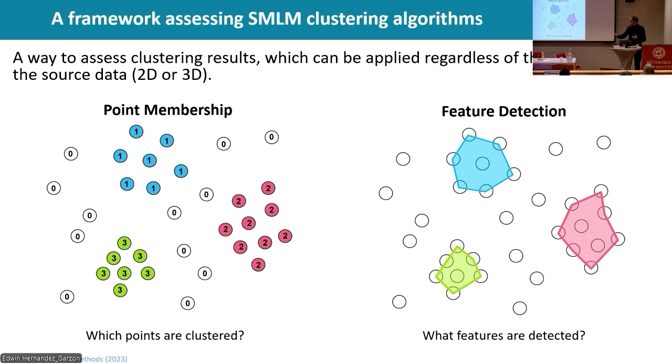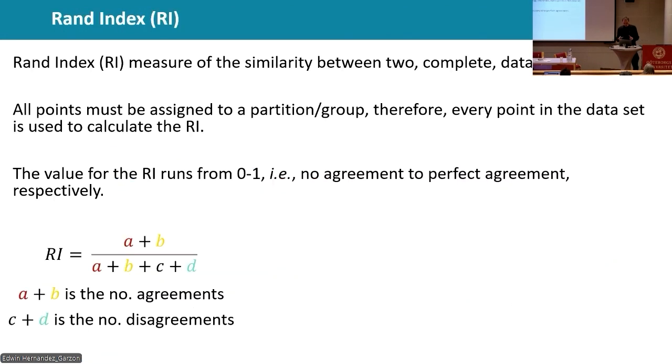For the first one, point membership, they use the RAND index. The RAND index measures the similarity between two complete clusterings, so all points must be assigned to a partition group, and all points in the end will be used to compute the RAND index. The value you get is between 0 and 1, so no agreement to perfect agreement. The equation is really the number of agreements divided by the number of agreements plus the number of disagreements.